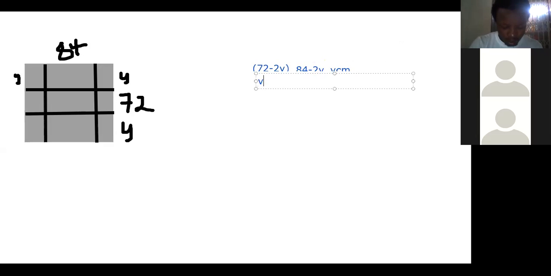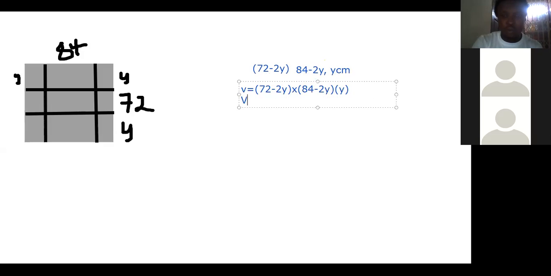So the volume of the net cuboid will be equal to this. Volume is this by this by this, it's three-dimensional. And so we are going to get (72 minus 2y) into (84 minus 2y) into y.